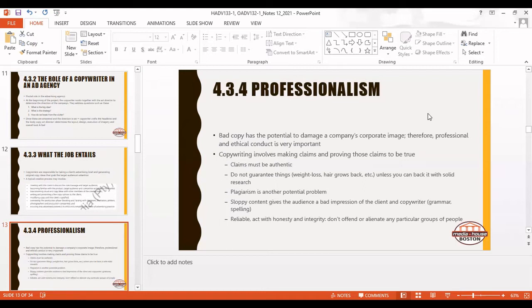Copywriting involves making claims and proving those claims to be true. So the claims must be authentic. Do not guarantee things unless you can back it with solid research. Remember, now we have so many things on the market. If you drink these pills, you can bleach your skin. If you drink these pills, you can lose weight, things like that. If you're advertising that, you need to back your advertisement with solid research, that there has actually been research done and this is true.